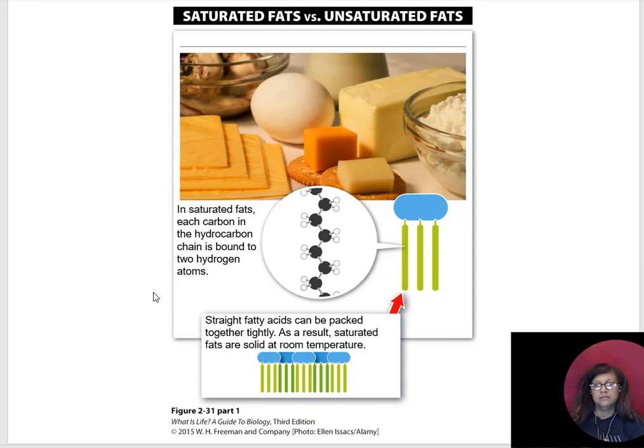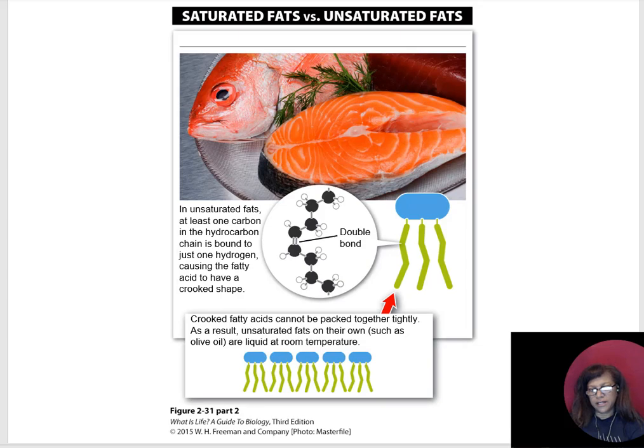Olive oil at room temperature, it's liquid. It's an unsaturated fat. So saturated fats, straight fatty chains, I can pack more into one space, right? But let's look at unsaturated fats. Unsaturated fats, now what we have is at least one carbon in this hydrocarbon chain is bound to one hydrogen. And so we have a double bond here between the two carbons. And see how this one carbon only has one hydrogen?